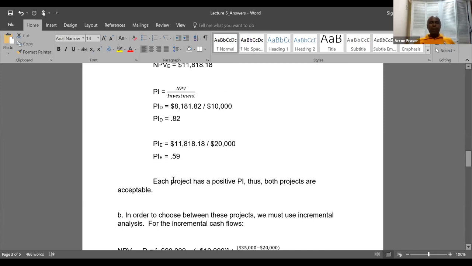Right? So each project has a positive profitability index, thus both projects are acceptable.